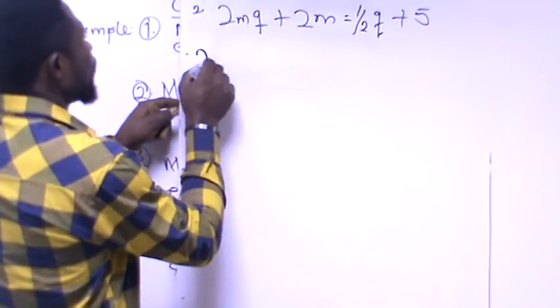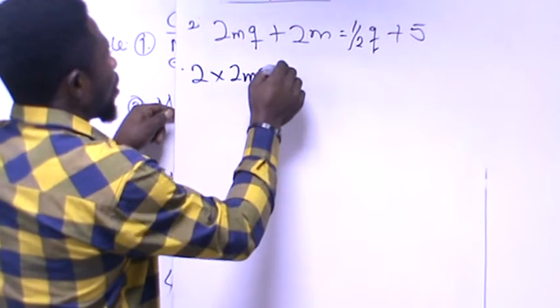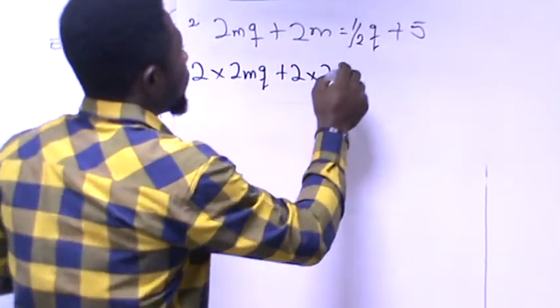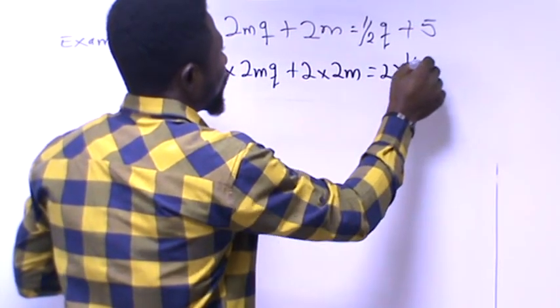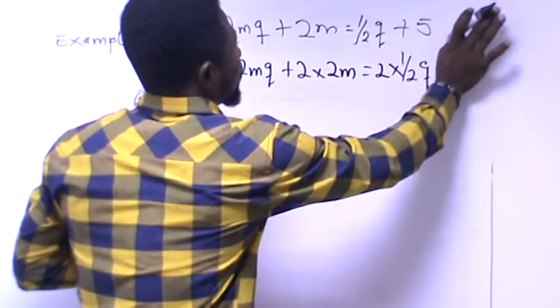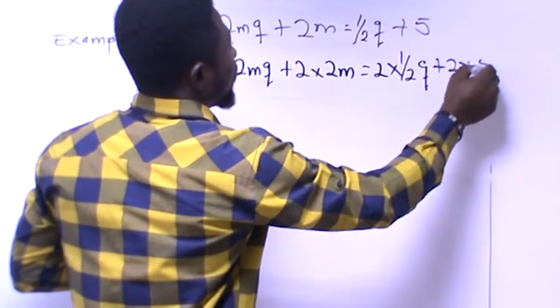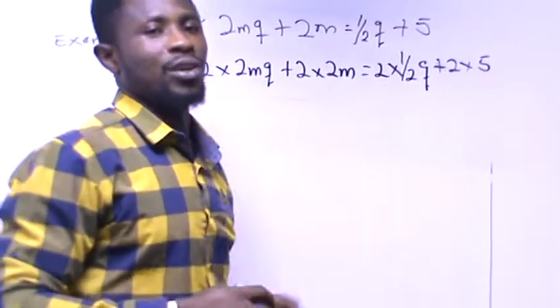So we have 2 multiplying 2mq plus 2 multiplying 2m equals 2 multiplying this 1 half Q plus 2 multiplying this 5. So this is how you multiply the LCM through the equation.